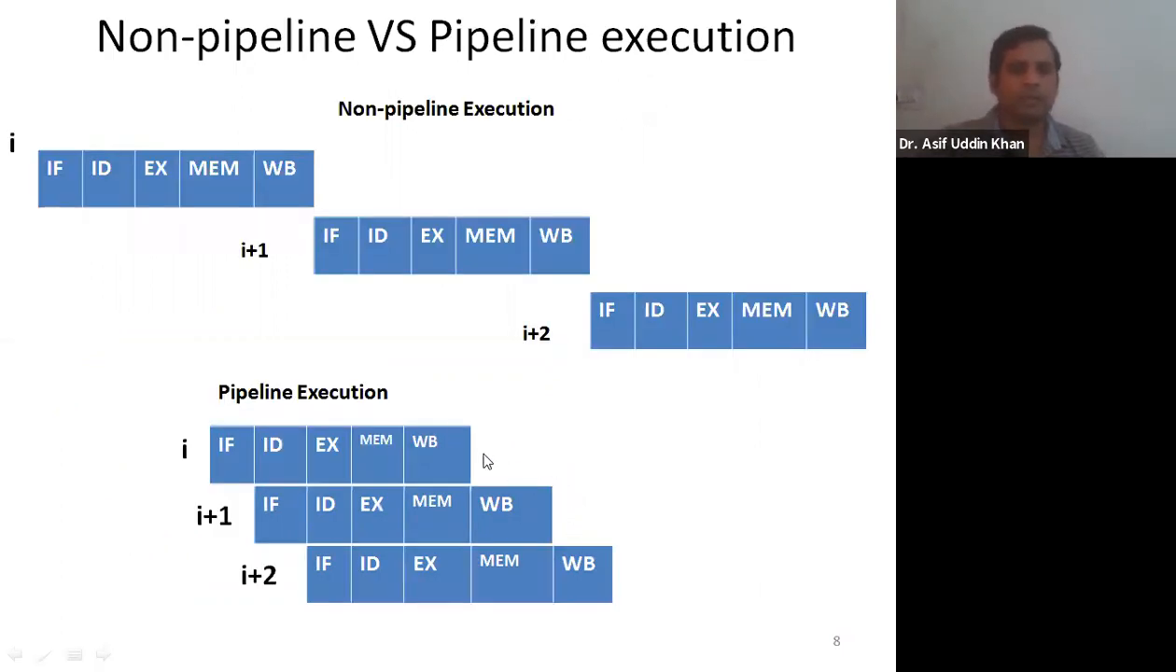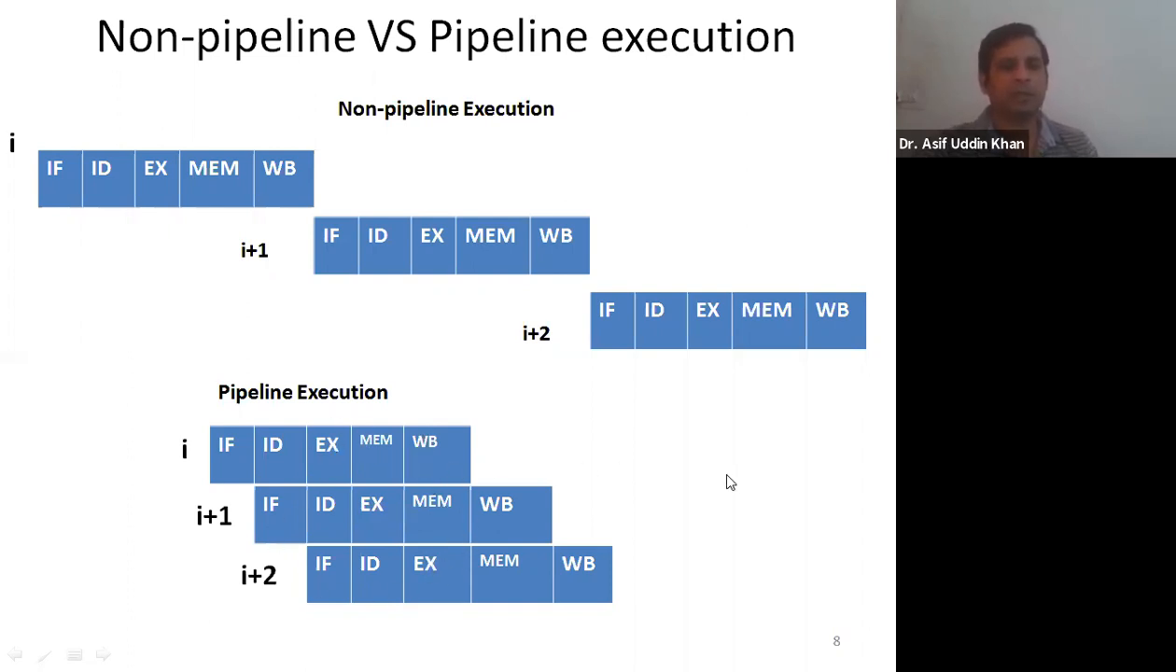So this is the comparison between non-pipeline execution and pipeline execution. This is your non-pipeline execution, where after the completion of one instruction, the other instruction starts execution. And this is pipeline execution, where multiple instructions are overlapped in execution. This way we are actually executing multiple instructions in parallel. So pipeline is a parallel execution.